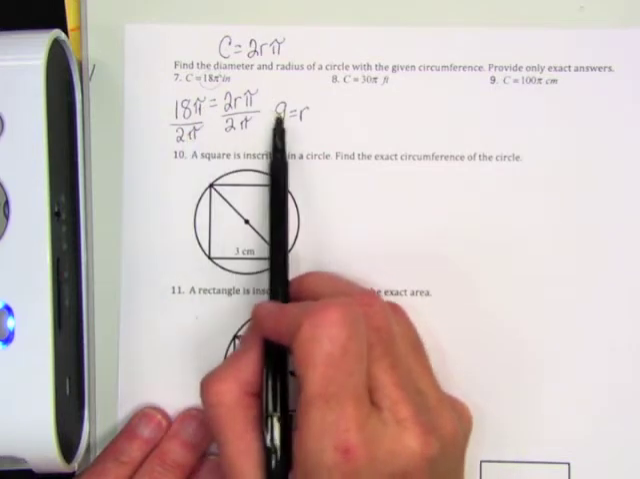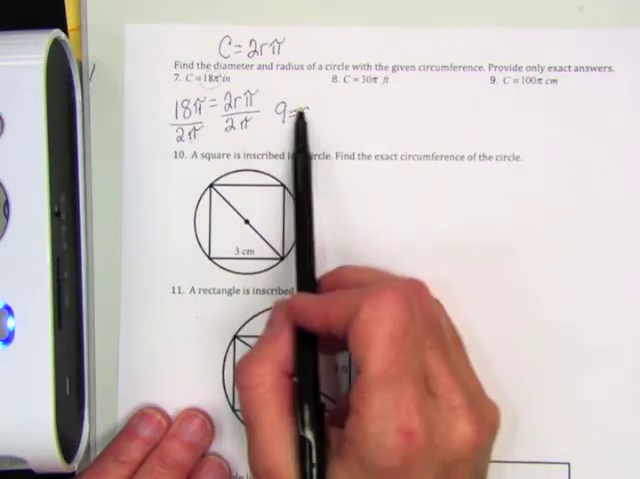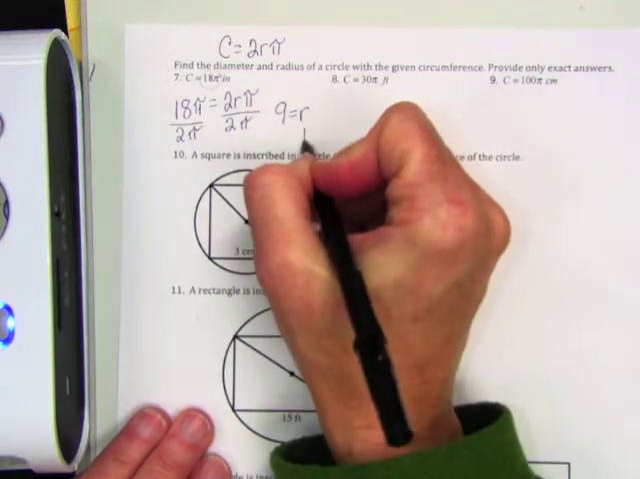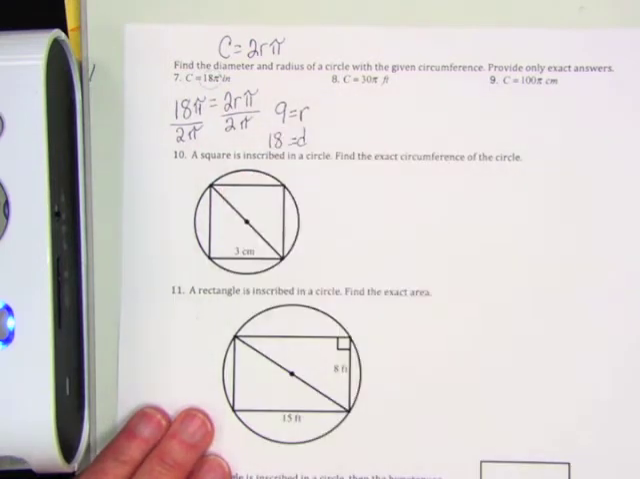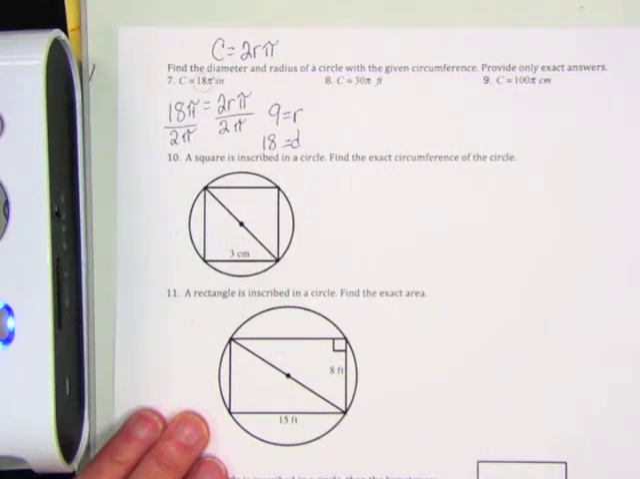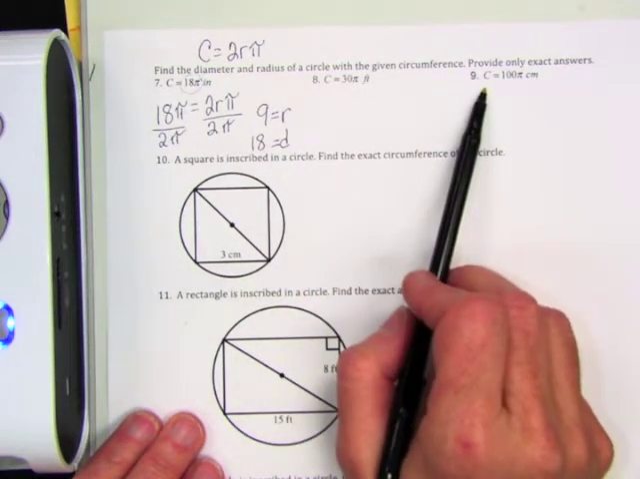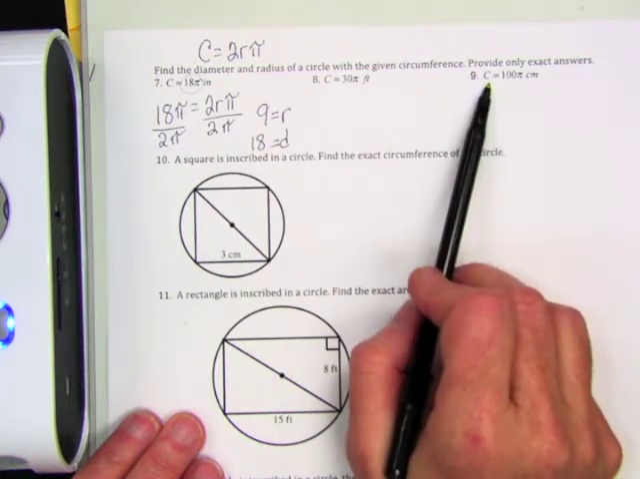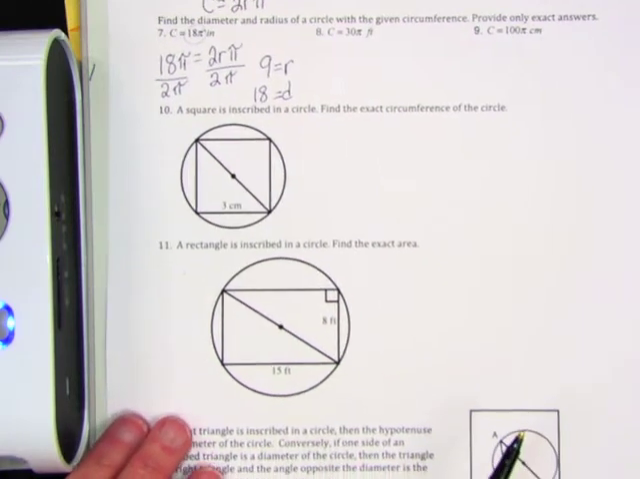18 divided by 2 is 9. Pi divided by pi is 1. So if the radius is 9, then the diameter is 2 times those, which is 18. You may try number 8 and number 9 on your own, and we will check them in class. I'm going to move on and complete the worksheet with you now.